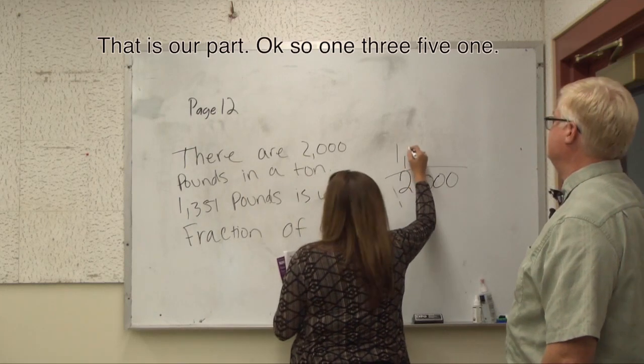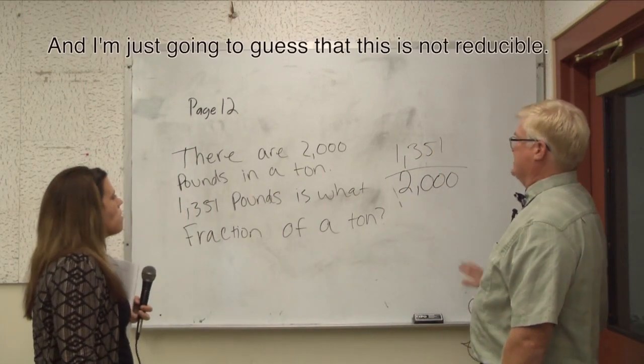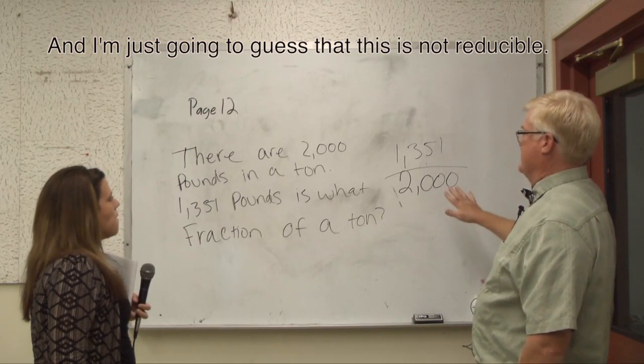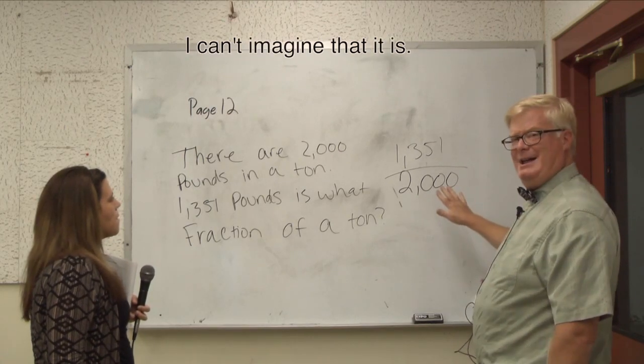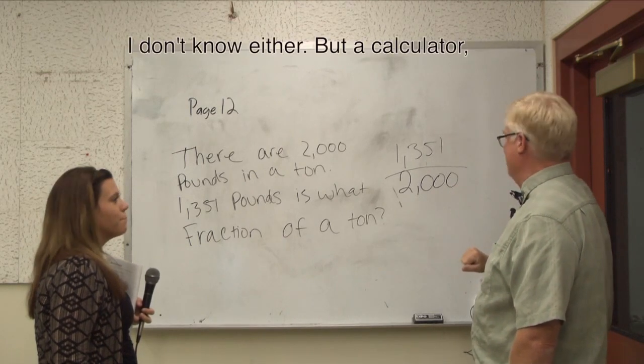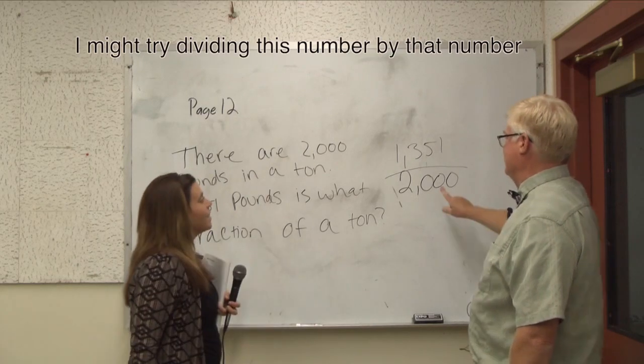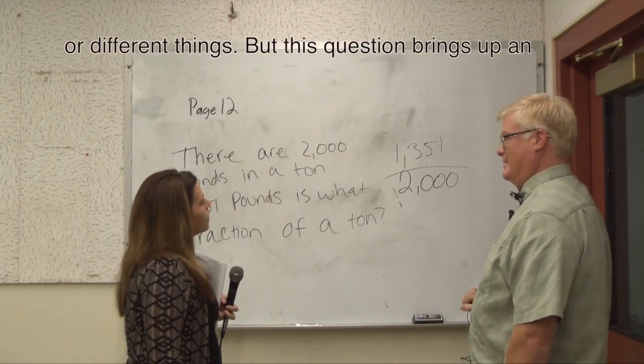So 1,351. And I'm just going to guess that this is not reducible. I can't imagine that it is. If you ask me, I just have to tell you I don't know. I don't know either. But with a calculator, I might try dividing this number by that number or different things.